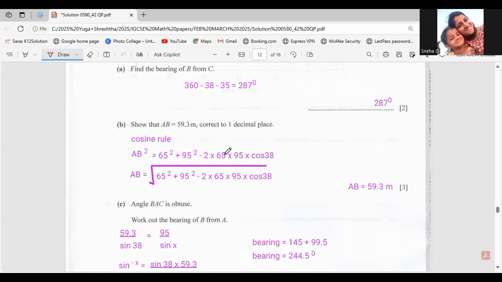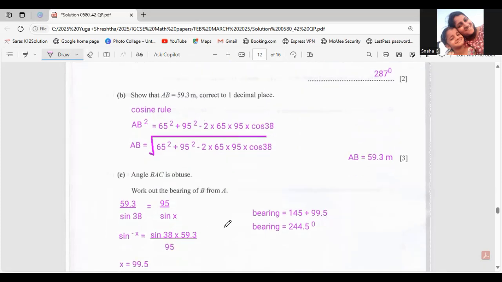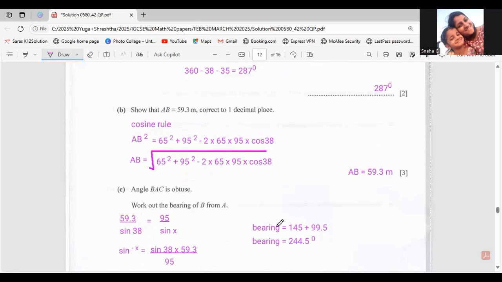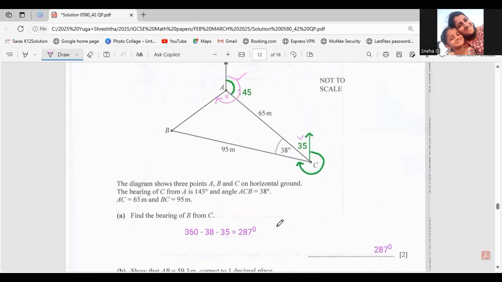To calculate that angle which I marked with X, we need to use the sine rule. After using the sine rule, 59.3 was the side that we worked out now. Opposite to that, the angle is 38. And the angle that I marked with X was opposite to side 95. On substituting the values, we get an answer for X as 99.5.